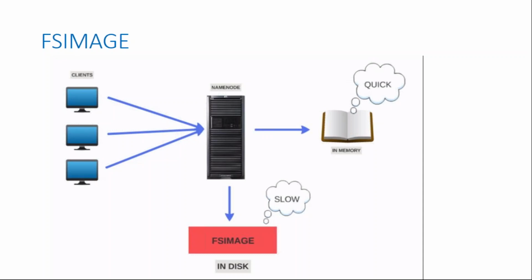So if the name node goes down, we need a way to start or get another name node and bring the cluster back up. For this, what we need is all the metadata. So how do we get that metadata? One way is that the name node maintains an FS image.